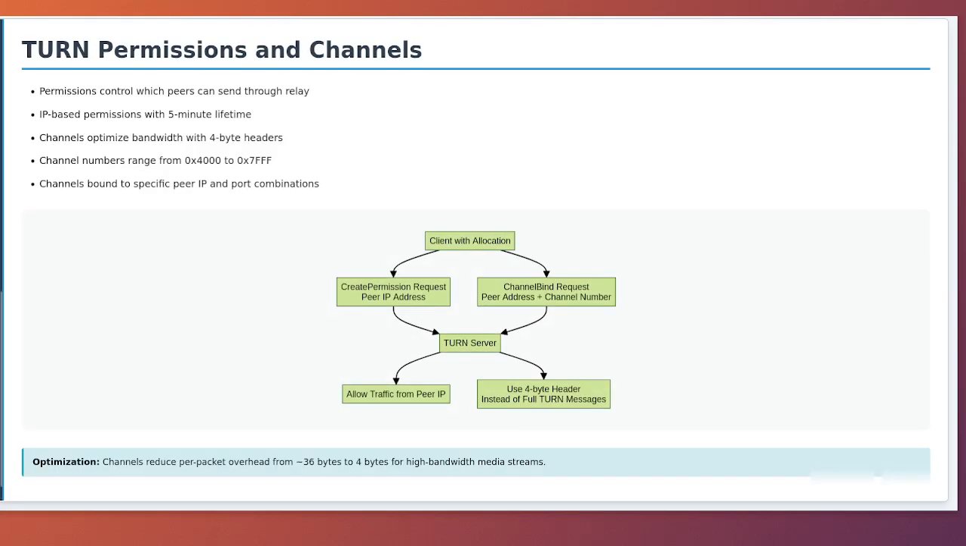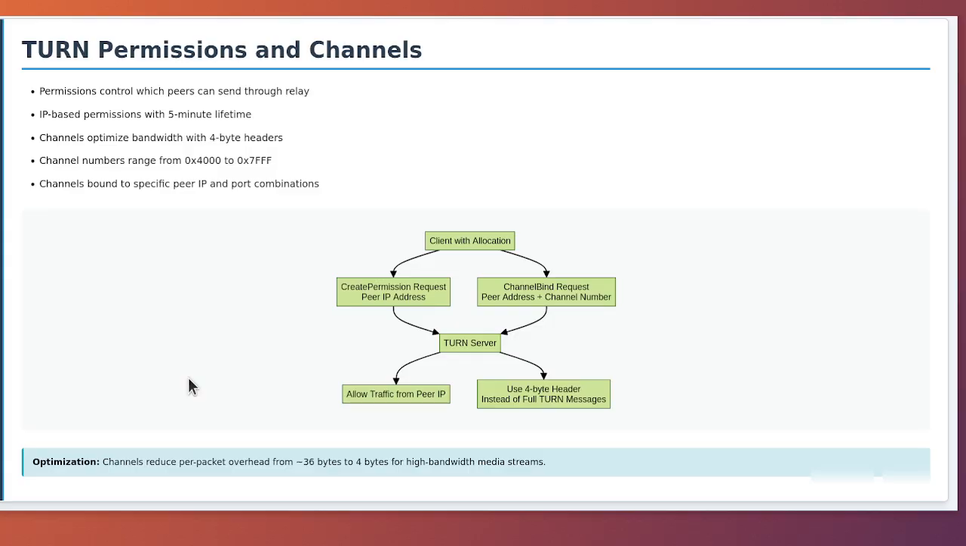TURN permissions and channels. Creating an allocation on a TURN server is just the first step. For security reasons, the TURN server does not automatically relay traffic from just anyone to the client's relayed address. Instead, TURN implements a permission system that controls which peers can send data through the relay. This prevents unauthorized parties from using your allocation and helps protect against certain types of attacks where malicious actors might try to relay unwanted traffic through your allocation.